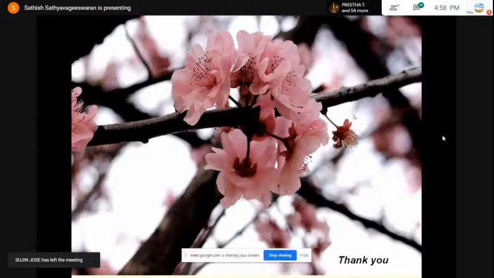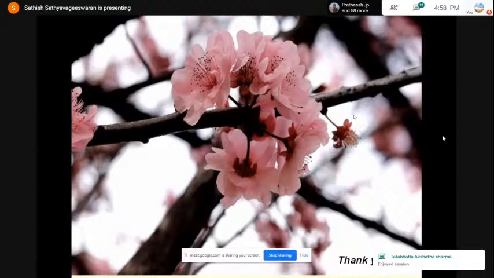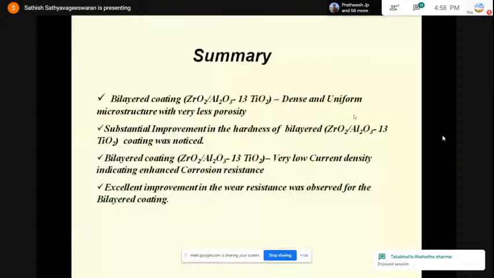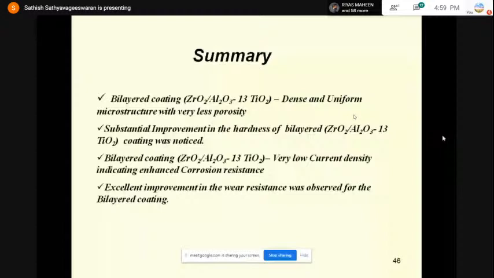In the case of the nanostructured zirconia coating, the depth and width of the scratch track was found to be very much higher. So this indicates that a larger amount of material removal has taken place. The reason is, since it had a very large number of cracks, the material removal was found to be very much higher. So this indicates that this particular coating has very poor resistance to scratch.